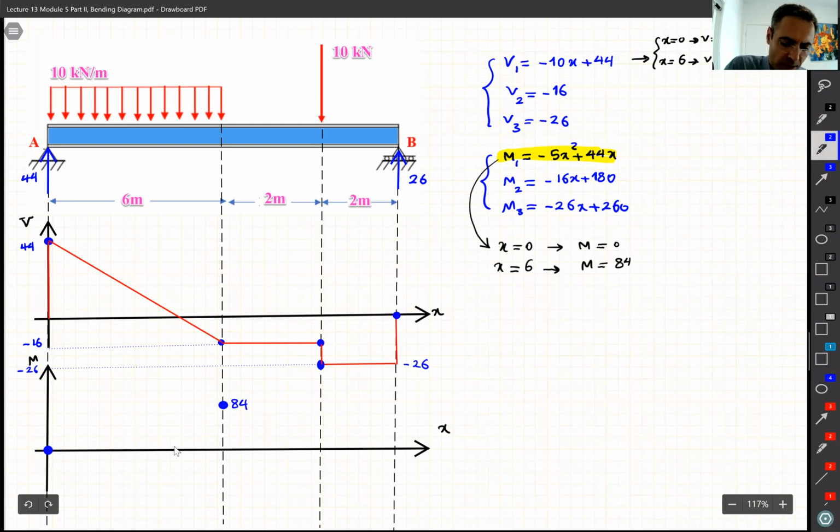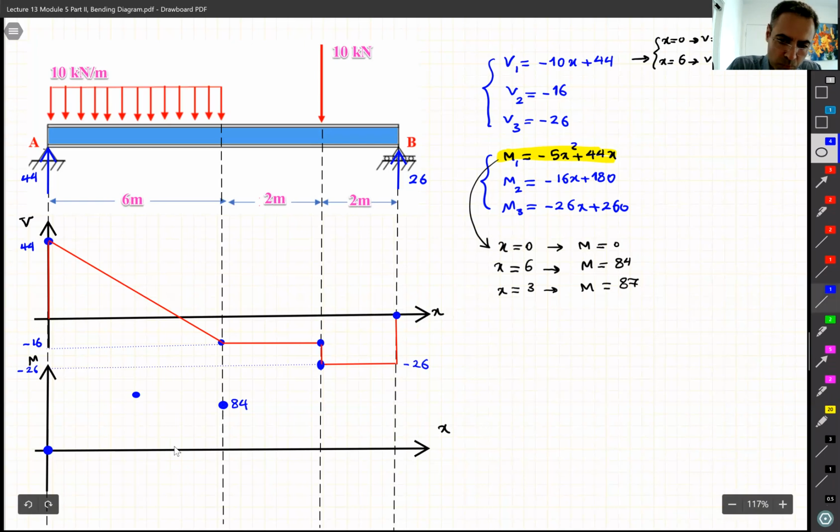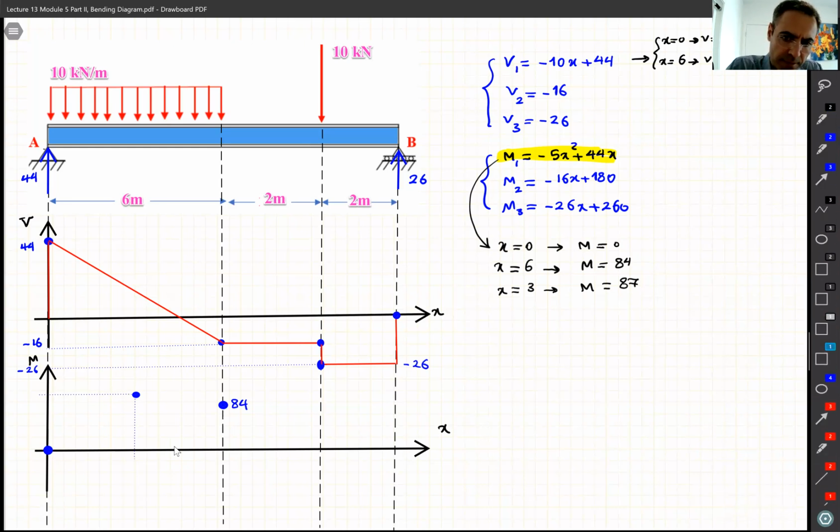84. I need maybe 1 or 2 more points. So let's put x equal to, in the middle, 3, right? If I put 3, it gives me 87. So 87 is a little bit higher, so I'm in the middle. Maybe this is 87. So this is the middle, and this is 87. I write it down, all right?